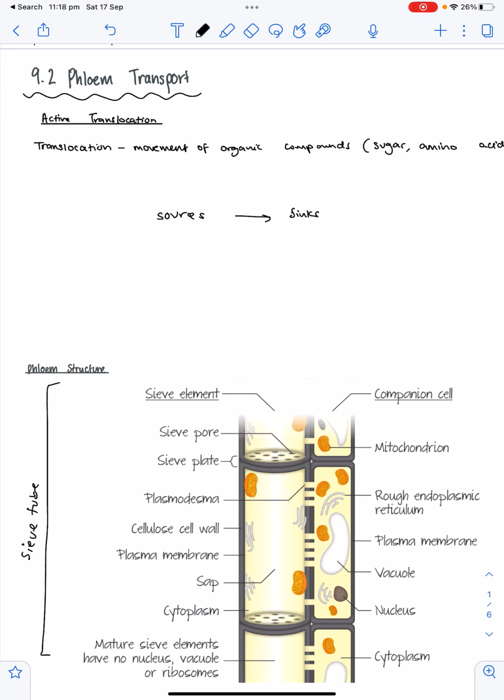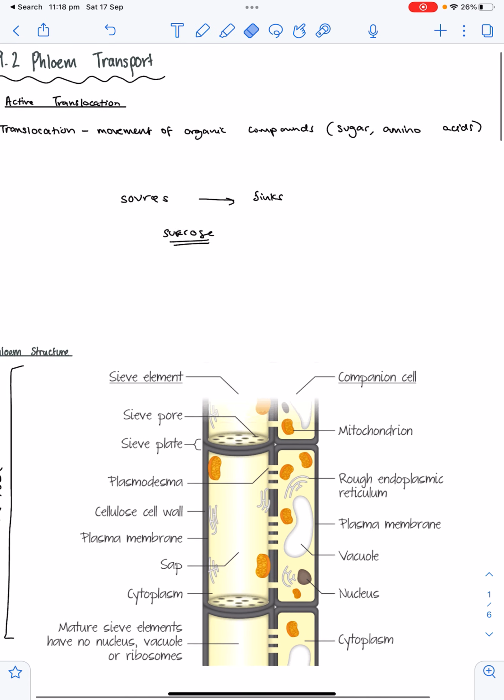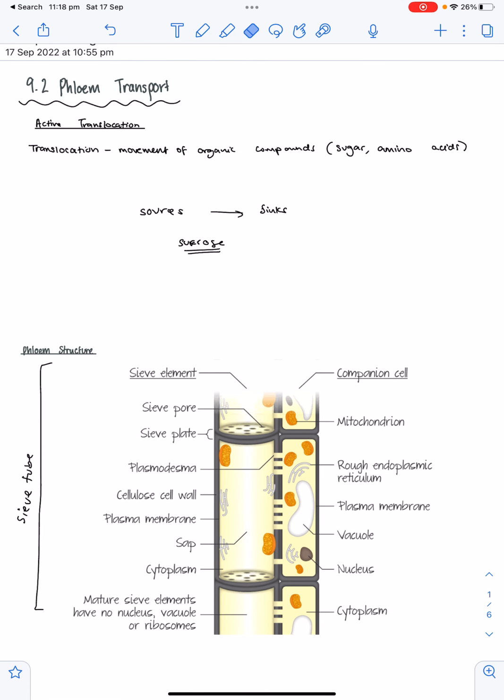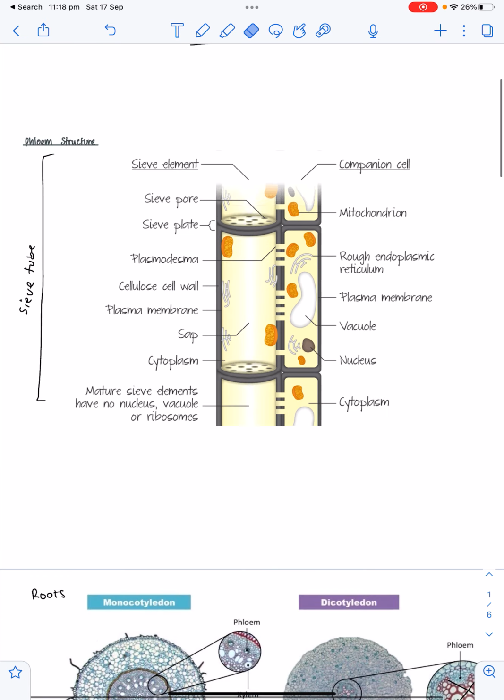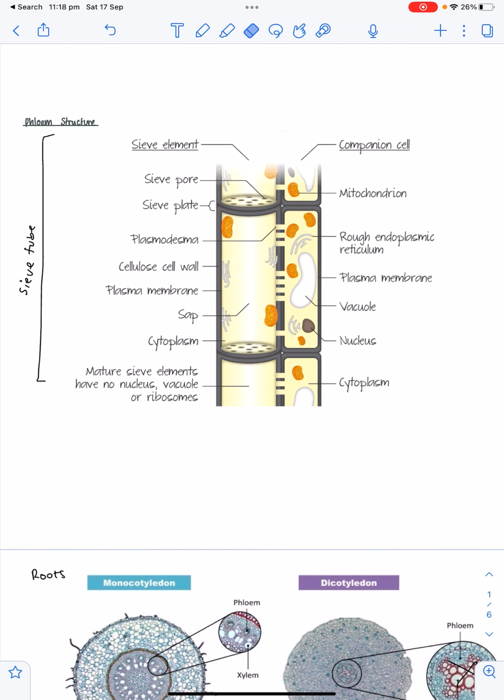So sugars are always transported as sucrose, which is a disaccharide. And the reason they're transported in this form is because sucrose is soluble, energy efficient, and metabolically stable. So how does the transport of sugars actually work? To understand that, we must first understand phloem structure.